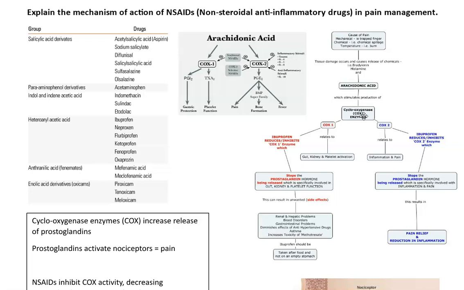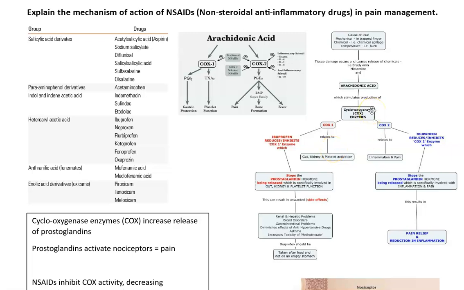And really it stimulates the production of two subtypes. You have COX-1 and you have COX-2, and those are going to do two different things. So activation of COX-2 leads to prostaglandin release, and that leads to inflammation and pain. And then COX-1 actually increases prostaglandins, but in different areas, right? So gut, kidney, and platelet activation.